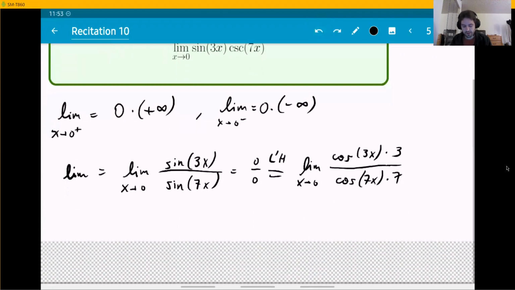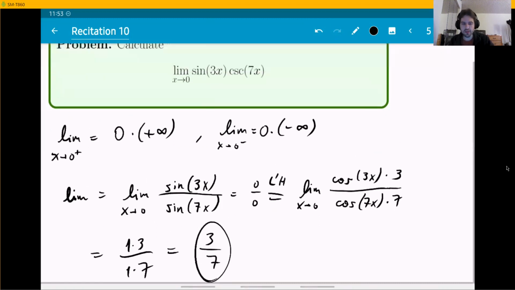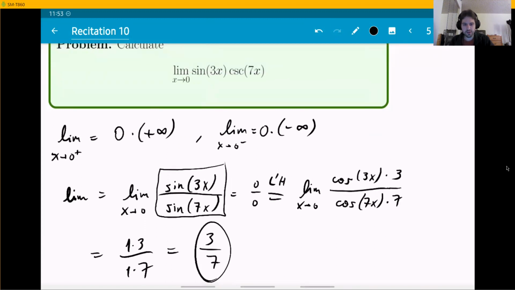But okay, now this is a limit where it's possible to plug in x equals 0. Cosine of 0 is 1. So 1 times 3 divided by 1 times 7, that is just 3 over 7. So yeah, this is a limit that we already knew how to do before. Whenever you encountered something like this, our trick earlier would be to divide and multiply by both 3x and 7x, so that you can apply the fundamental limit involving the sine function. While L'Hopital, we're just showing you here that L'Hopital also helps you with this.